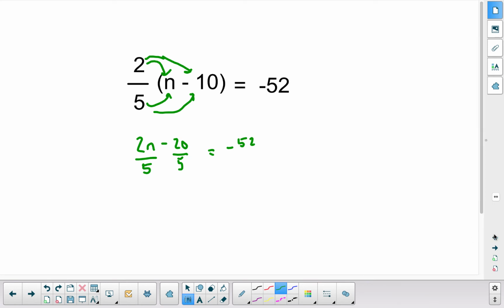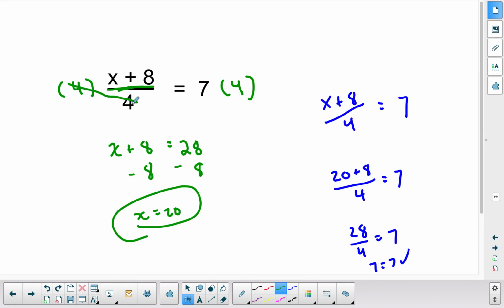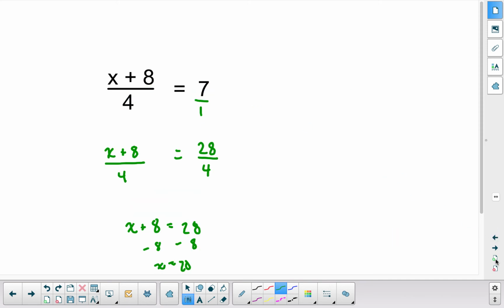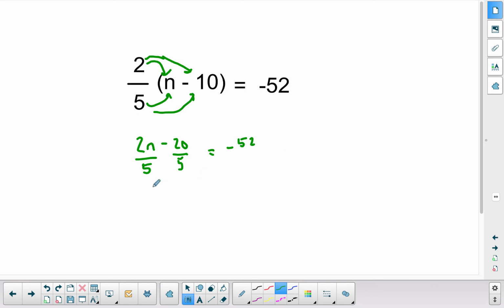If you look back on the problem we just did, what I could do is get rid of this fraction part, or I could make the value to the right a fraction again. So it's very similar to the problem we just did. I'm actually going to get rid of the fraction part. So I'm going to multiply this by 5, everything here, so I get rid of this, and I get rid of this. And then I'm going to multiply this side of the equation by 5 as well. So we're left with 2n minus 20 is the same as negative 260.